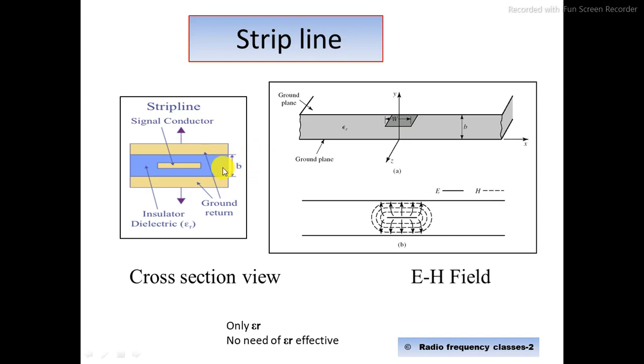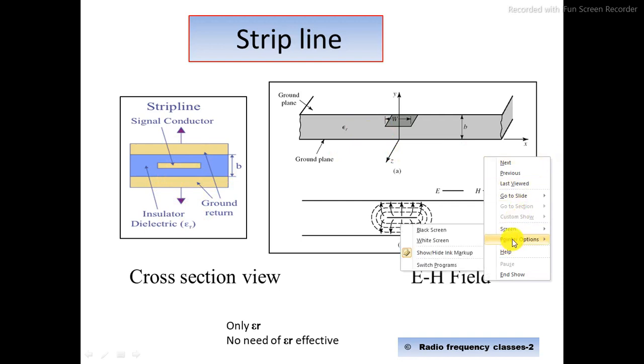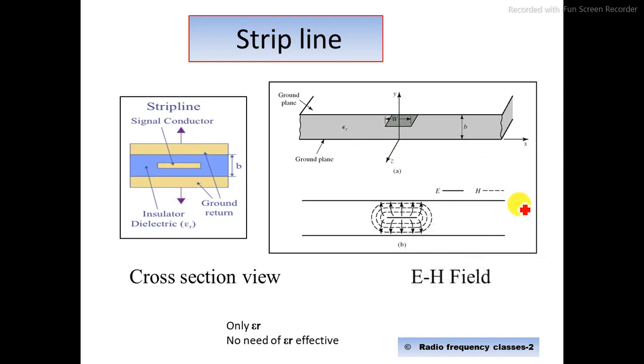Now see, this is the strip line. As I told you, we have a signal line here and two ground planes separated by distance b. This is a cross section view, and we have the E field and H field. Always when we talk about the strip line, microstrip line, waveguide or transmission lines at a high frequency, we are talking about the electric field and magnetic field phenomena.